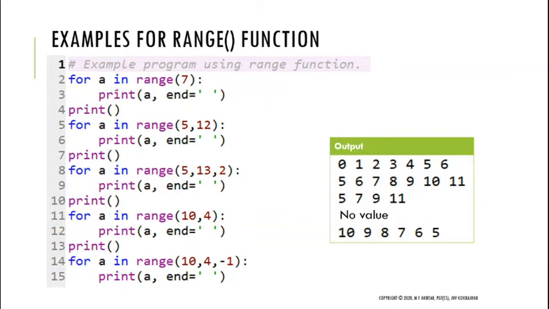We have given here for a in range 7, and printing, displaying these numbers. It starts from 0, then 1 2 3 4 5 6, up to 6, one less than 7. We have given 7, and it displays up to 6.